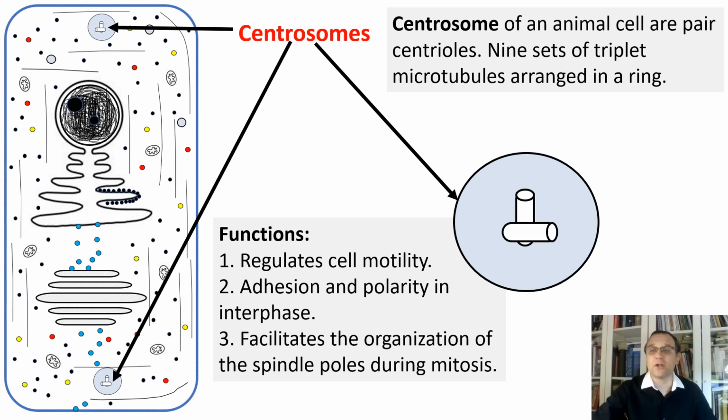The function of the centrosome in an animal cell is to regulate cell motility, adhesion, and polarity in interphase. Centrosomes facilitate the organization of the spindle poles during mitosis. Perhaps these functions of centrosomes do not make much sense to you now, but believe me, in the next lecture on cell division, lecture number 11, you will understand what this means. Now we will move on with the lecture and see the difference between animal and plant cells.